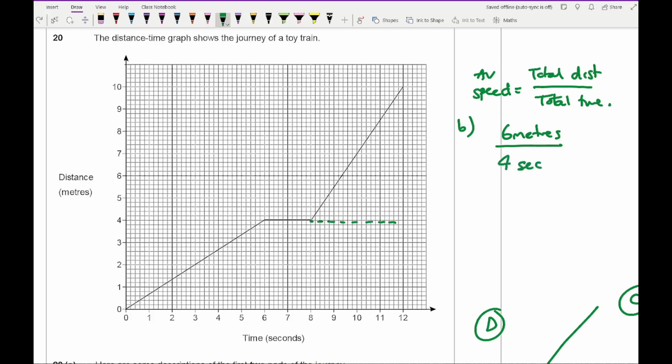So 6 divided by 4 gives me an answer of 1.5 metres per second.